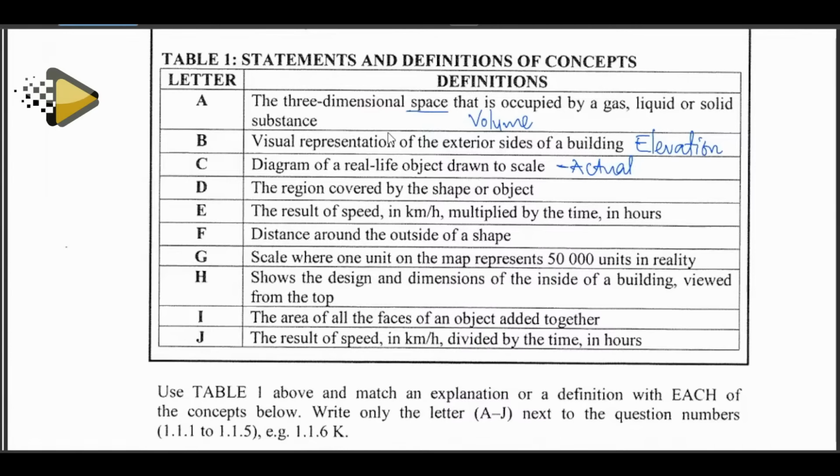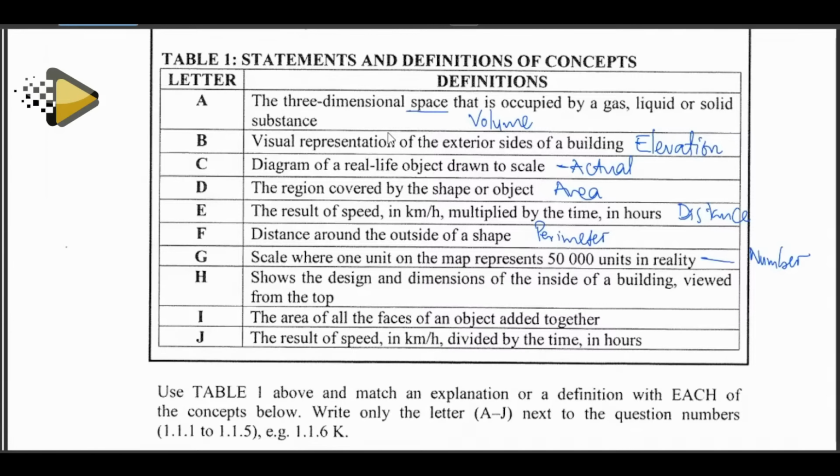Anyway, the region covered by a shape or object. This is area. Then a result of speed in kilometers per hour multiplied by time. This is what? Distance. Distance equals speed times time. The distance around a given shape, this one we call perimeter or circumference, boundary. Then a scale where 1 unit on the map represents 5,000. This one we call a ratio scale or a number scale.